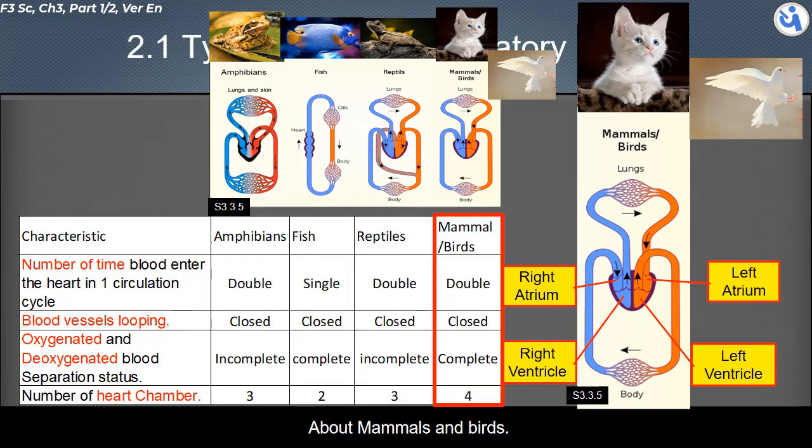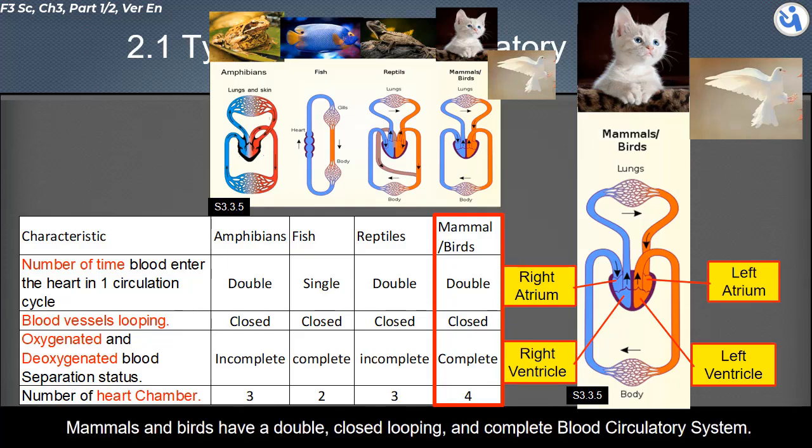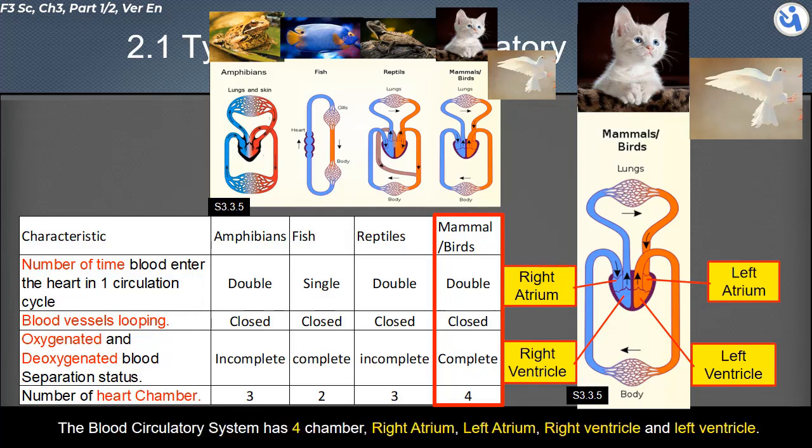About mammals and birds. Mammals and birds have a double, closed looping, and complete blood circulatory system. The blood circulatory system has 4 chambers: right atrium, left atrium, right ventricle, and left ventricle.